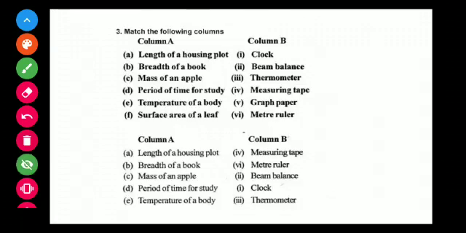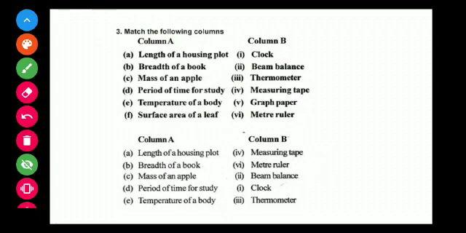Next is, match the following columns. Length of housing plot. We measure the length of a housing plot with the measuring tape. So your first is measuring tape. Second, breadth of a book. Breadth of a book, we measure with the meter scale. So this is your second.